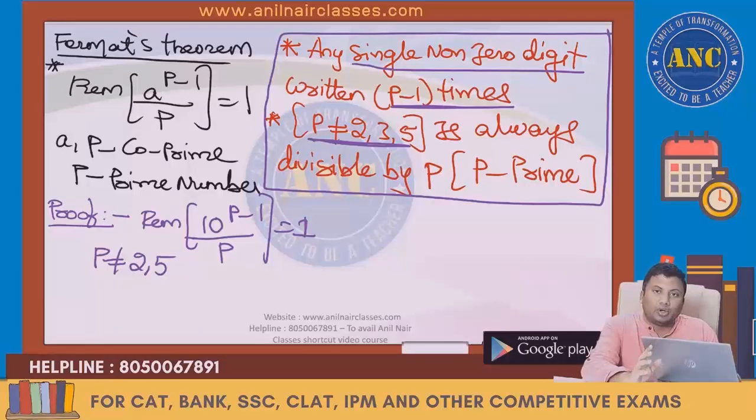If I take 2, 10 and 2, the common factor is 2. 10 and 2 are not coprime to each other. 10 and 5 are not coprime to each other. So 10 power p minus 1 divided by p gives remainder 1.